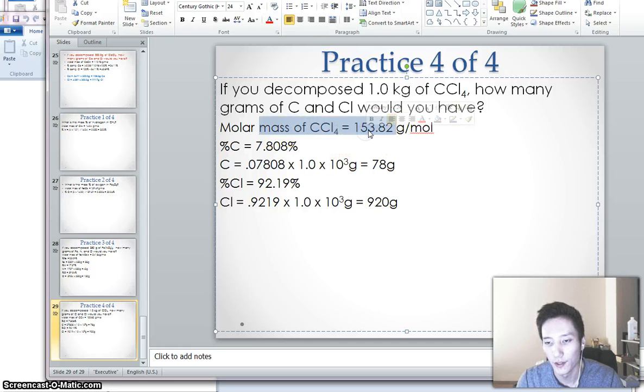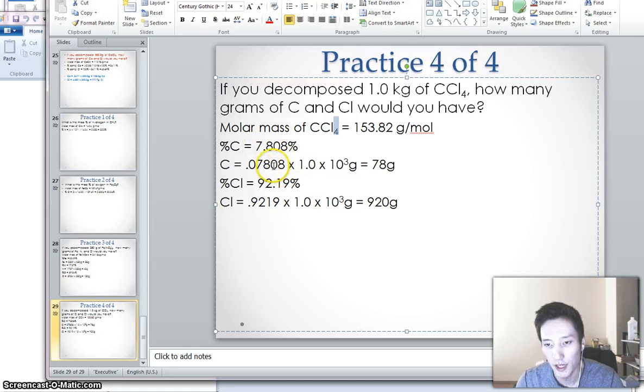So same thing, you have to figure out the percentages for each element, so carbon and chlorine. The molar mass of carbon tetrachloride is 153.82 grams per mole. You find the molar mass of 1 mole of carbon divided by 153.82 grams per mole, and you get 7.808%. Okay, and then for chlorine, you get 4 moles of chlorine, so 4 times the molar mass of chlorine, and then divided by 153.82 grams per mole, and you get 92.19%.